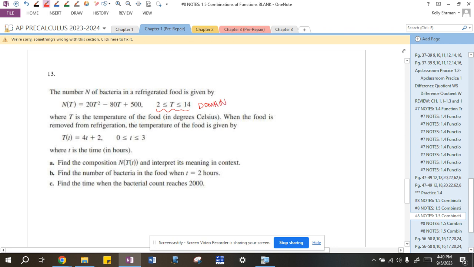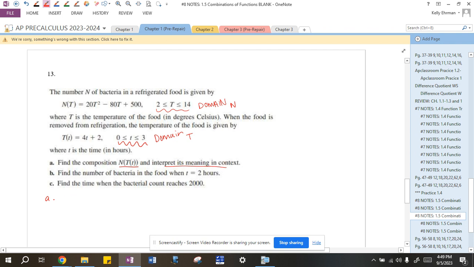Where capital T is the temperature of the food in degrees Celsius. When the food is removed from refrigeration, the temperature of the food is given by T(t) = 4t + 2, where lowercase t is between 0 and 3. That's another domain. So we have a domain of N and we have a domain of T. Part A is find the composition N of T and interpret its meaning in context.